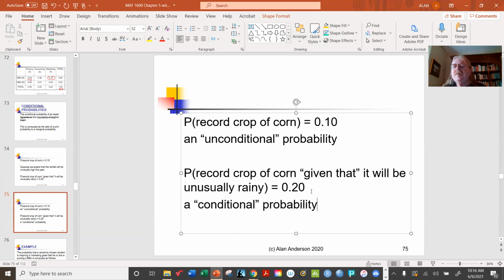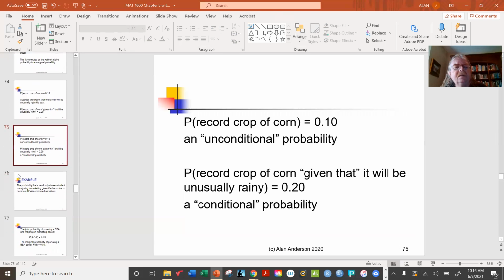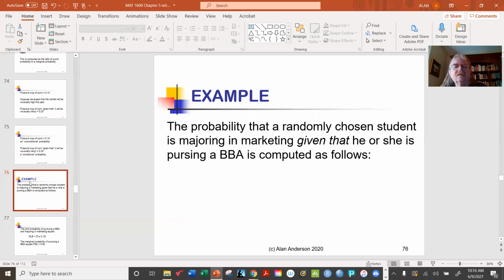All right, now I hope that made some kind of sense and that what we're about to do will be a little bit more straightforward because of that. But the logic here is that in each case, we'll be calculating the probability of one event based on some other event taking place. All right, let's take a look at this one.